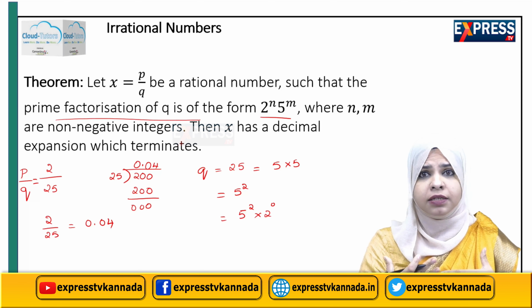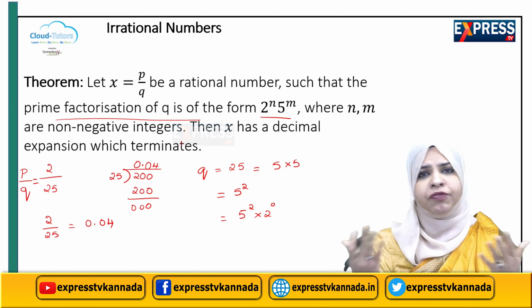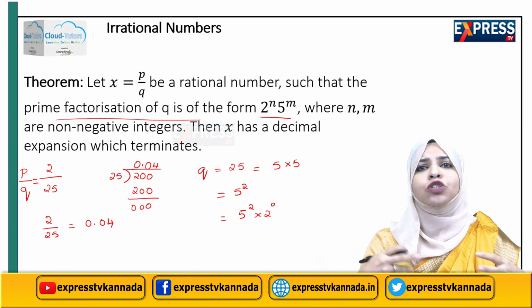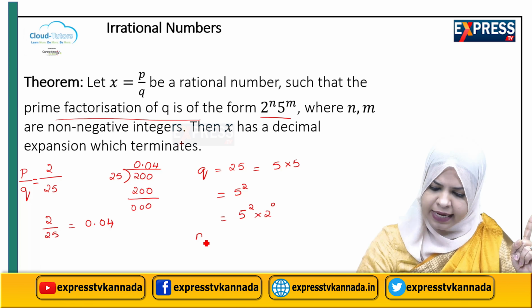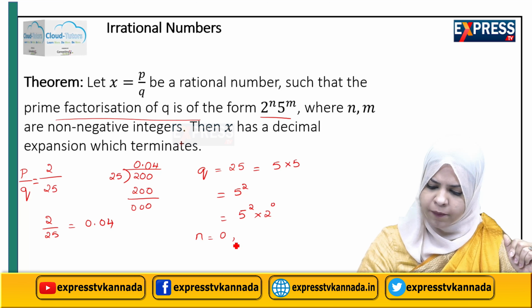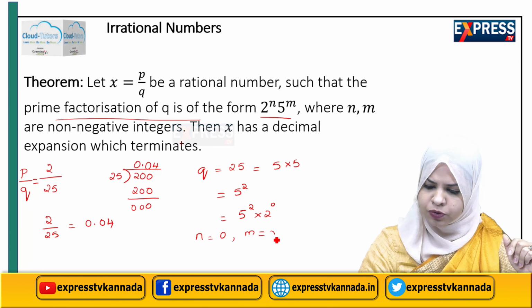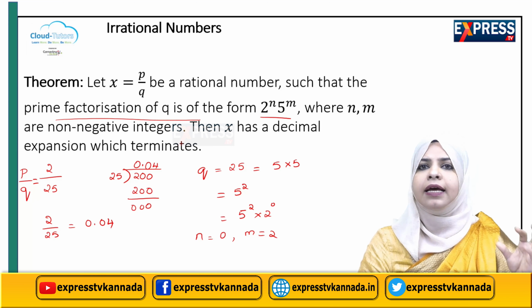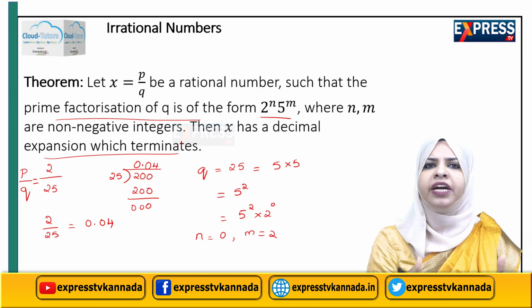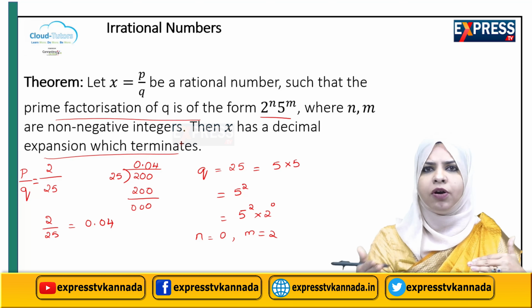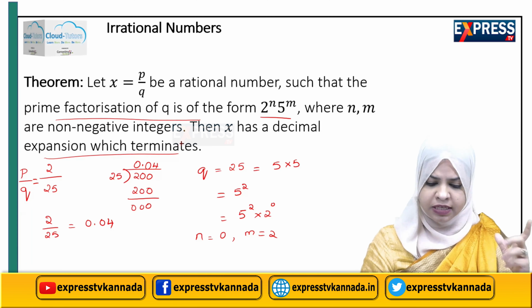Will it affect the value of q? Definitely not, because anything to the power of 0 is always equal to 1. So here my n is equal to 0 and m is equal to 2, and we have seen that it has a decimal expansion which terminates. We have already divided and we have followed this. All right, so I hope this is clear.